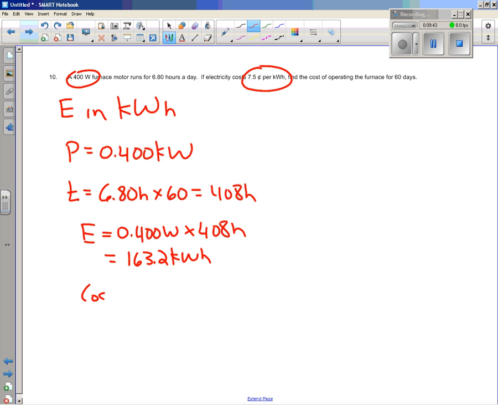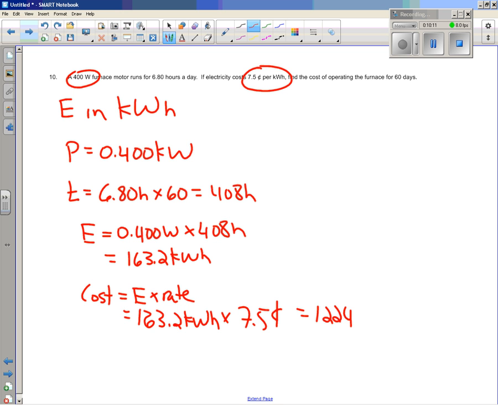If I want to get a cost, you just go energy times the rate that the question gives you. In this case, our energy is the 163.2 kilowatt hours times 7.5 cents. If we want an answer in cents, sure, we'll go 7.5 cents. So I take my 163 times 7.5, gives me 1224 cents, which is the same as $12.24.